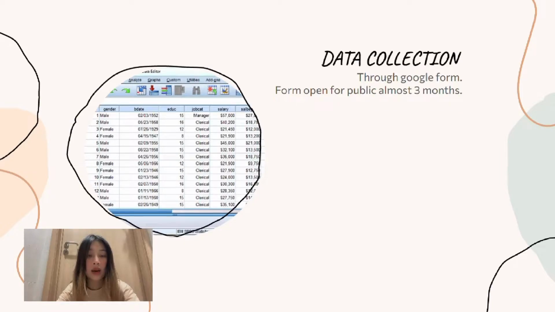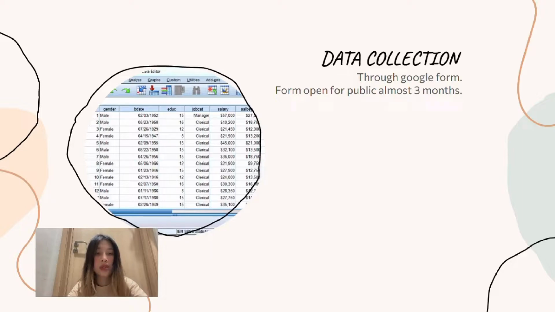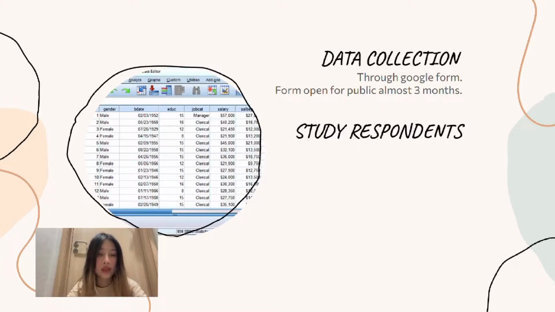About the data collection, this questionnaire was generated through Google Form and distributed to the public for almost 3 months to collect as much data as possible for this study. A total of 671 heads of household from different countries such as Malaysia, Vietnam, South Korea, and Japan were selected as the study sample.